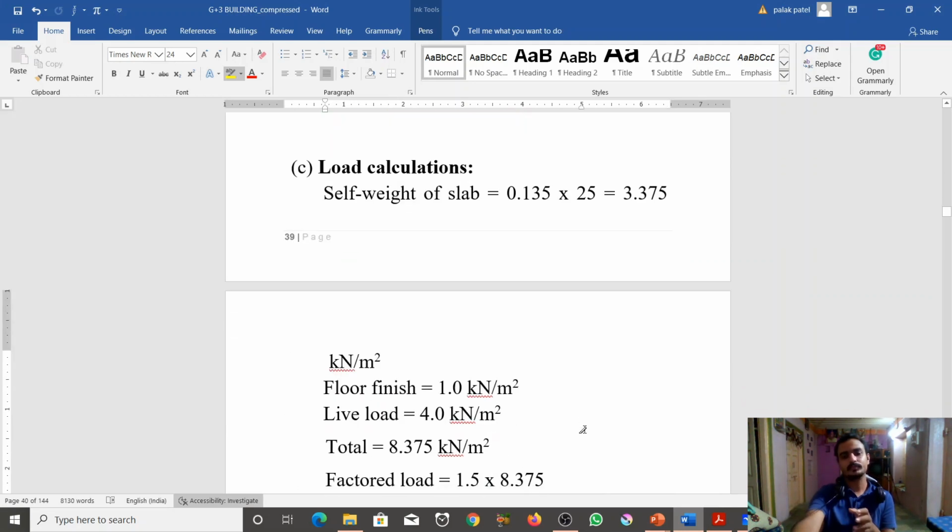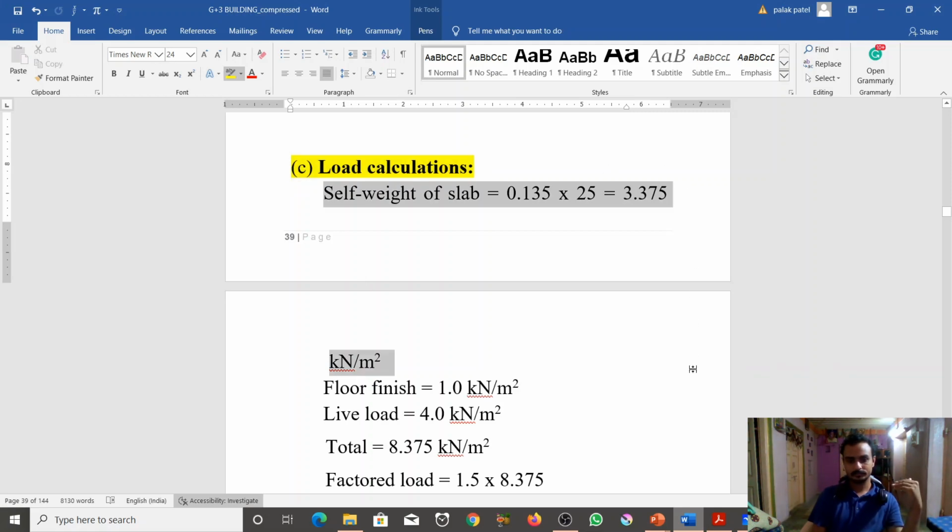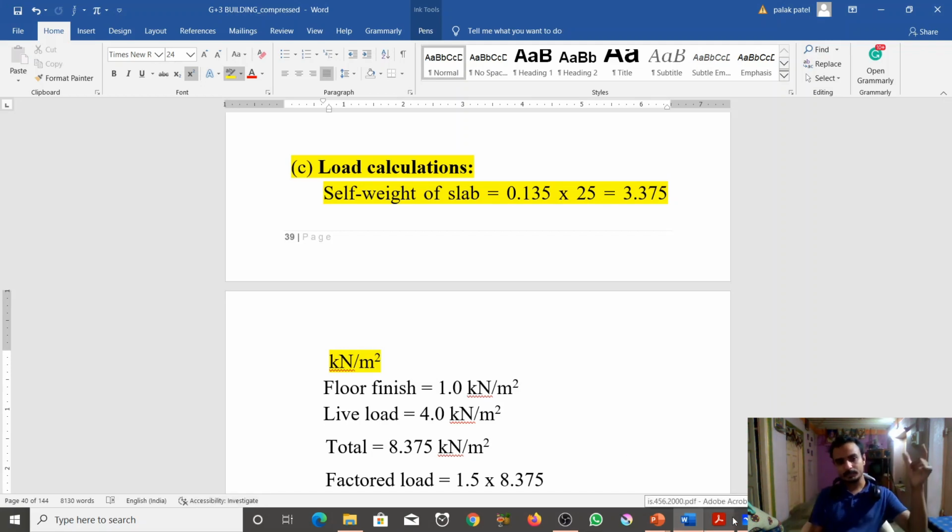Now we have the effective span and effective depth. We can do the load calculation. First we have to find the self weight of slab. Now we assume a 1 meter strip on a two-way slab. It is the same condition as for the one-way slab, and we use it for the two-way slab too.